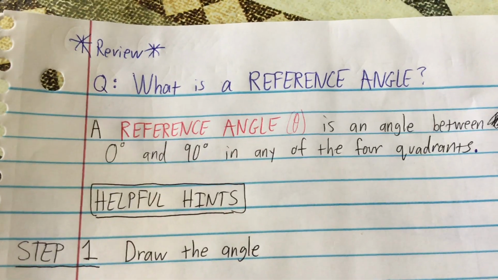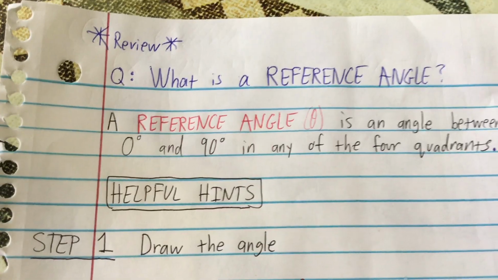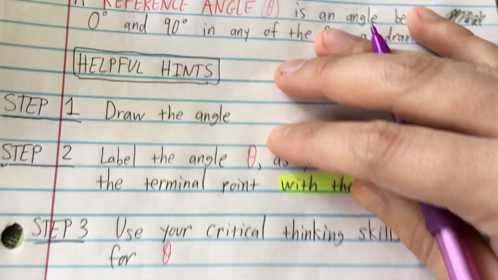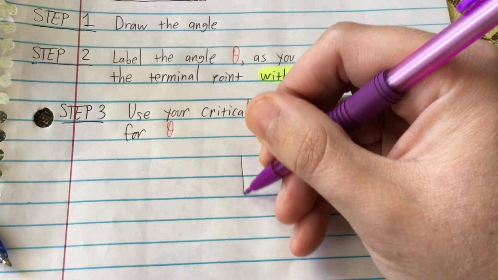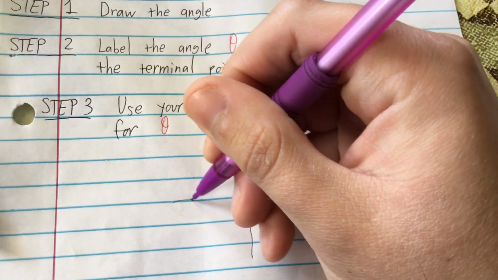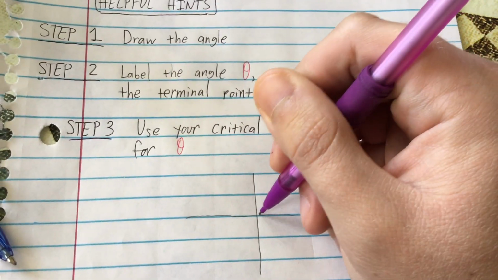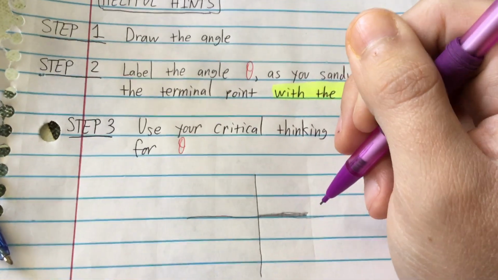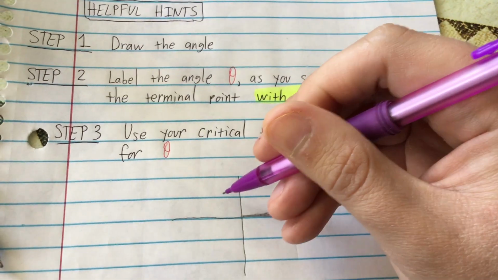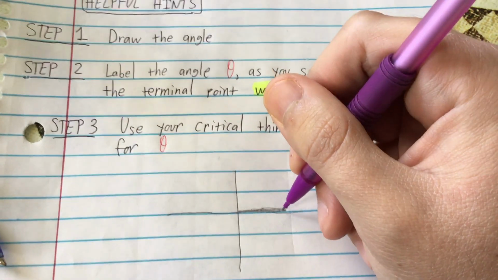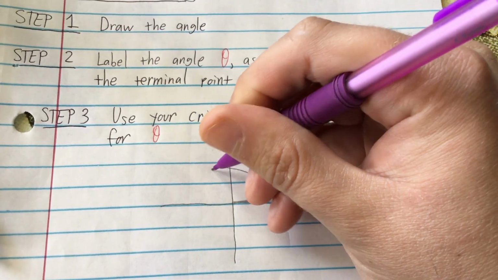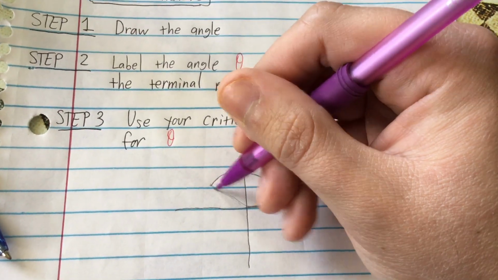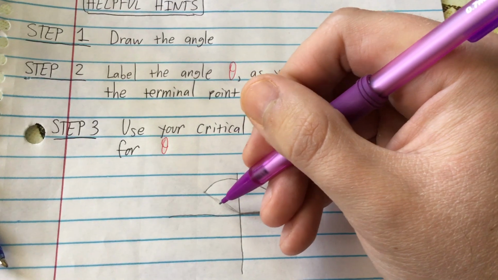Here are some helpful hints if you want to solve for the reference angle. For the first step, I would draw the angle itself. I would literally draw the XY plane, or the Cartesian coordinate plane, and I would start here. And depending on where the angle landed, if it was in quadrant 2, quadrant 3, or quadrant 4, let's just say I put it in quadrant 2, I would draw the line that connects it to the origin, and then I would label the angle theta.